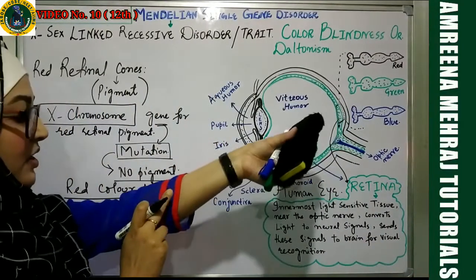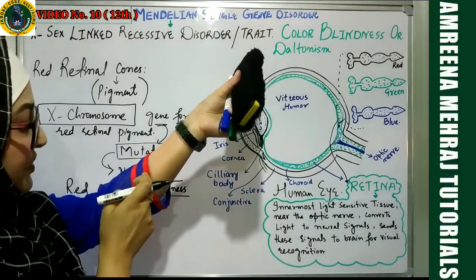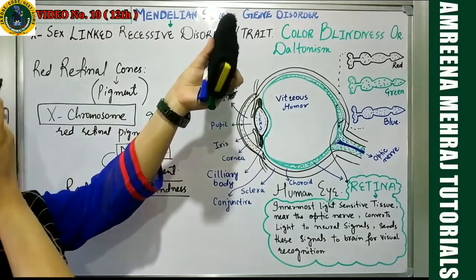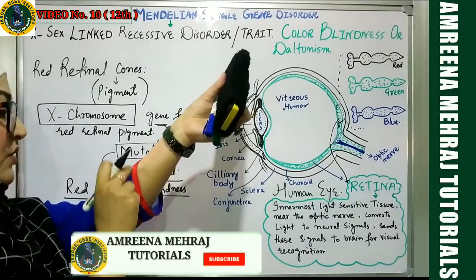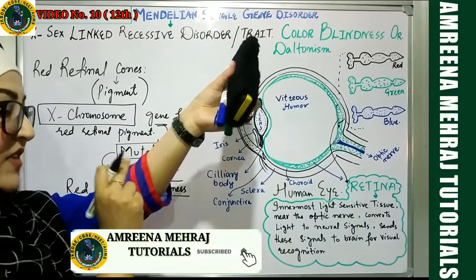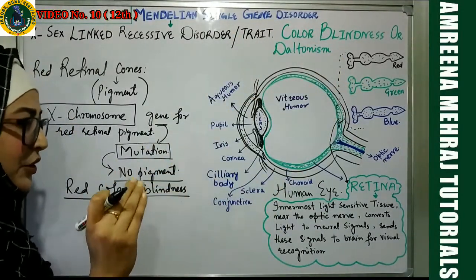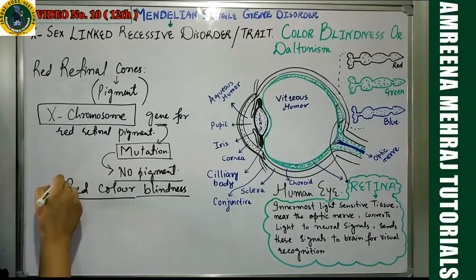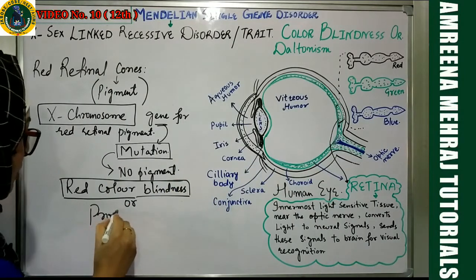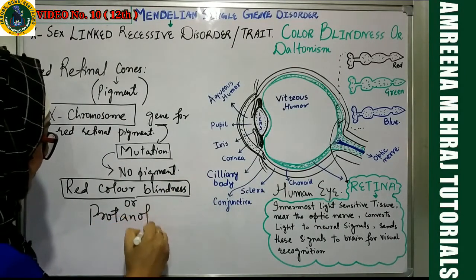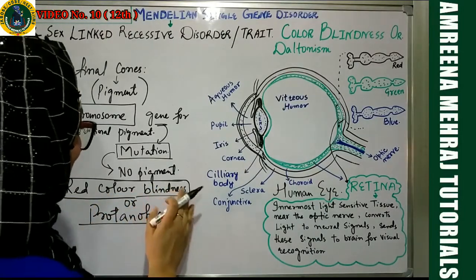So if an individual tries to look at this particular red color, the radiations reflected from here will reach his or her retina, but in the retina the red cone pigment is absent, so the individual will not be able to find out the exact red color, although he will be able to see some different hue, maybe an orange, but not the exact red color. That condition is called red color blindness, or protanopia.